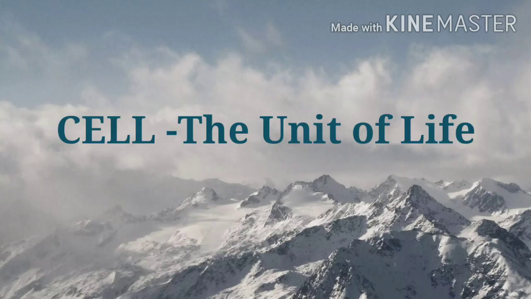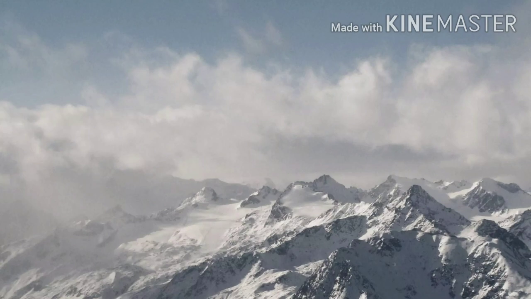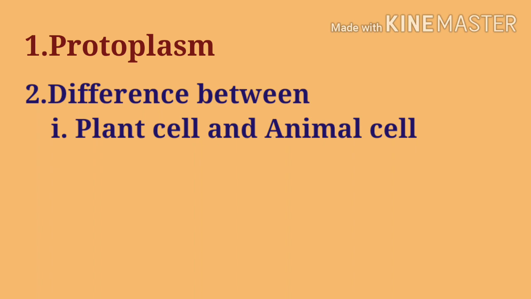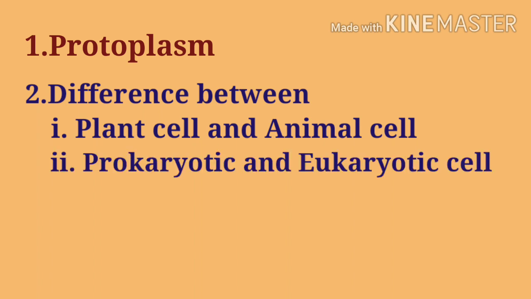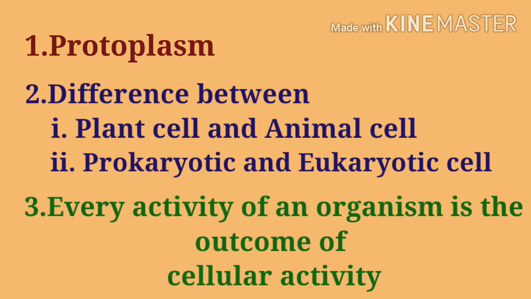Today we'll continue with the chapter Cell, the unit of life. Today we'll discuss the subtopics protoplasm, difference between plant cell and animal cell, prokaryotic and eukaryotic cell, and every activity of an organism is the outcome of cellular activity.